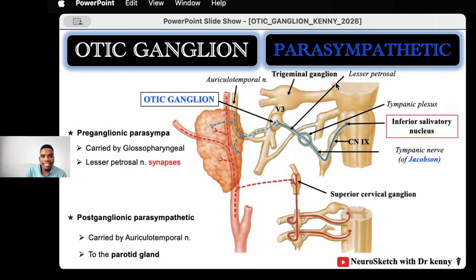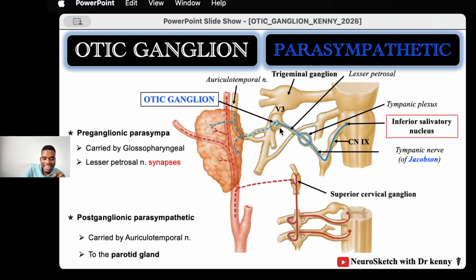But we have divided the parasympathetic into two parts, the preganglionic and postganglionic. What ganglion are we referring to? We are referring to the Otic ganglion. So anything that is coming before reaching this ganglion is called preganglionic. So this is the preganglionic parasympathetic fiber. Where is it coming from? The inferior salivatory nucleus. Through which nerve? Glossopharyngeal nerve, Jacobson's nerve, tympanic plexus, and it is brought here by the lesser petrosal nerve. So the lesser petrosal nerve is carrying preganglionic parasympathetic fibers that are going to the ganglion.